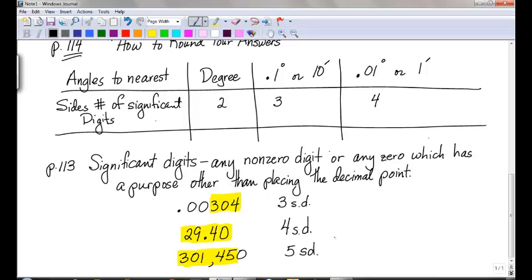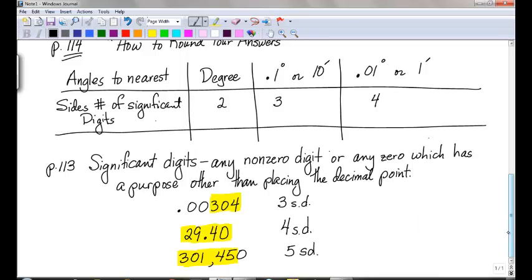So the basic thing is when you get done with your answer, or as you're working the problem, you've got to look at what's given. Like if in the problem they round everything, like if they give you angles to the nearest degree, then you know your answer is going to be 2 significant digits. If they give you angles to the nearest tenth or nearest 10 minutes, you've got to round your answers to 3 significant digits. Okay, and this will get better with practice.